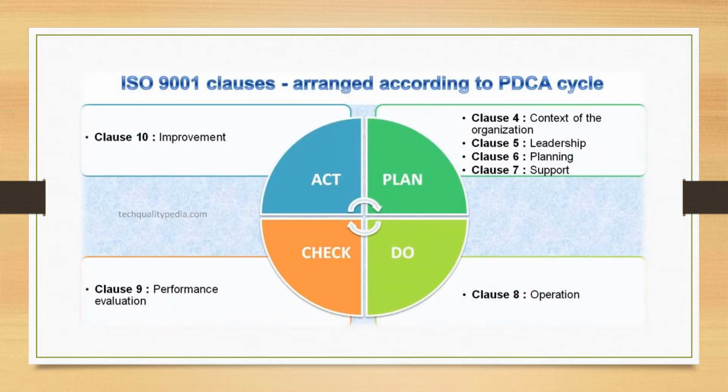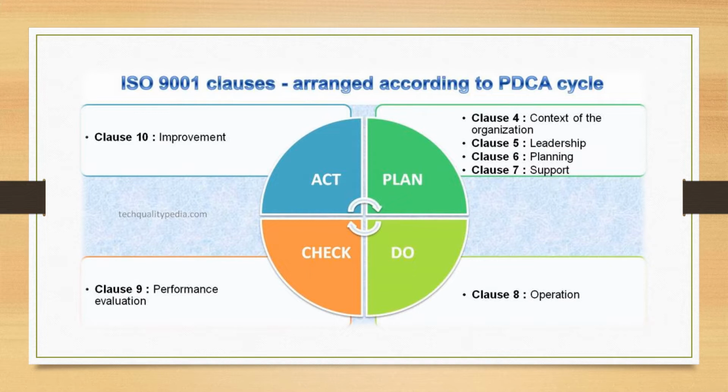The next important concept in quality management system is the PDCA cycle. PDCA means Plan, Do, Check, Act. We are referring to ISO 9001 for quality management system. ISO means International Organization for Standardization. ISO 9001 fully focuses on quality management systems. It has various clauses starting from 0 to 10.